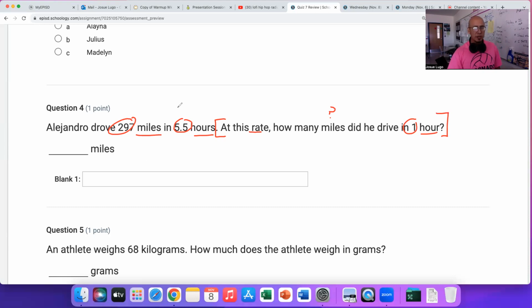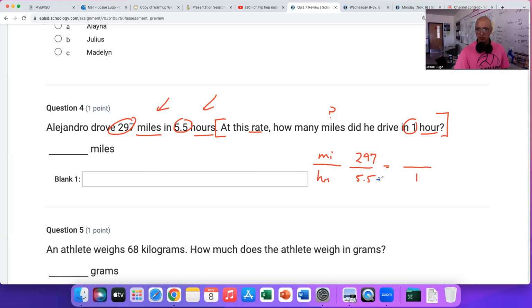Okay, so again, what are we comparing here? Well, we have miles and hours. So go ahead and write miles over hours. Miles per hour. 297 miles driven in 5.5 hours, sorry. But again, we want to find the miles for 1 hour. We want to find the unit rate. Okay, well, let's go ahead and solve this.